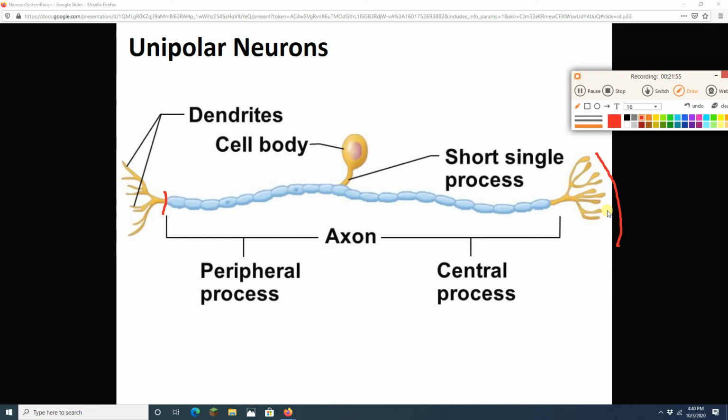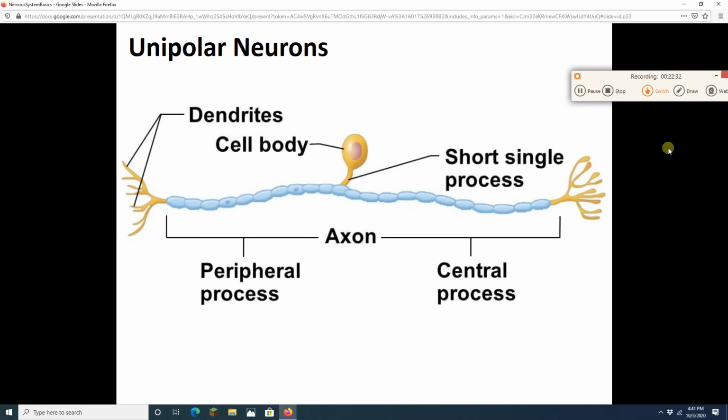Now, the axon is divided into 2 parts. The part that is going to be between the dendrites and the cell body, that's called the peripheral process. And then the part between the cell body and the axon terminals, that's called the central process. Which part do you think is closer to the spinal cord? Did you guess it? The answer is the central process. The central process is actually going to go into the spinal cord, which of course is part of our central nervous system.